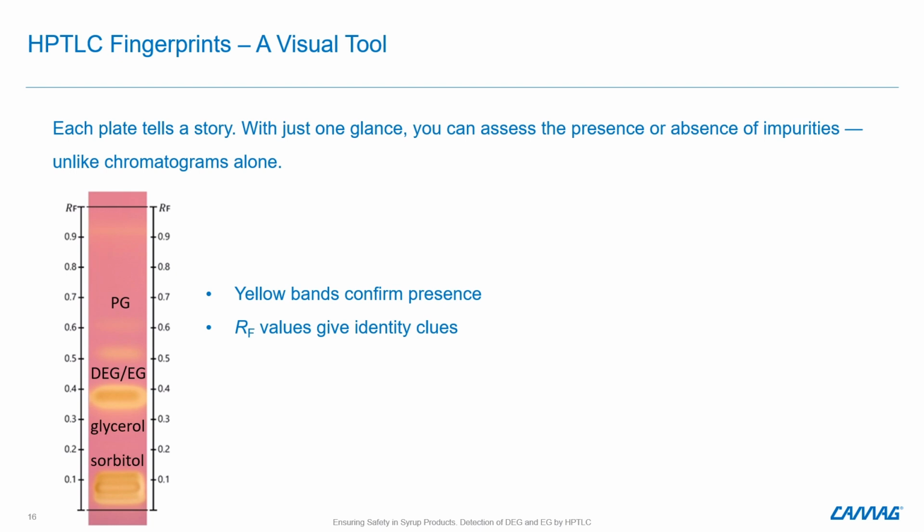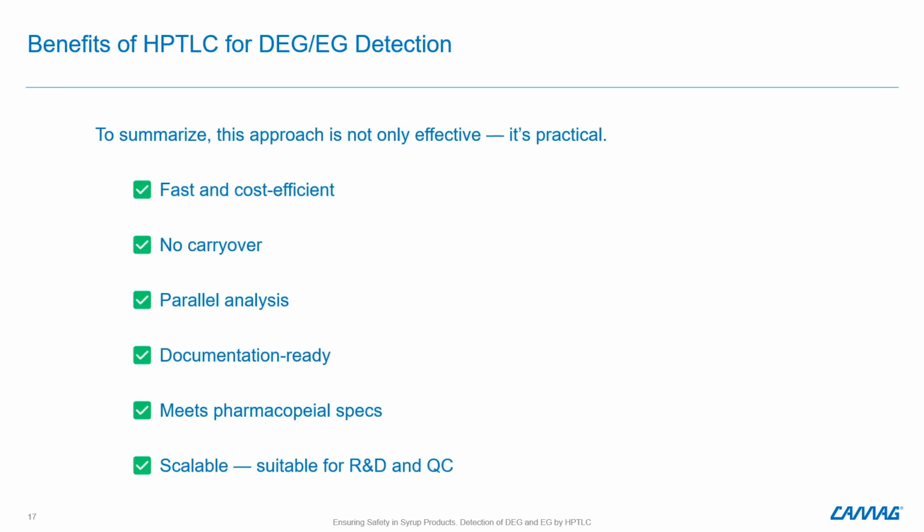Thank you, Sonia. We see now how HPTLC plates are visually powerful and how each plate tells a story. Yellow zone together with the RF value indicate the presence of DEG and EG, while intensity indicates the quantity. In one glance, we assess both presence and compliance. To summarize, this approach is not only effective, it is a practical solution. It is fast and cost efficient, there is no carryover, you have a parallel analysis fully documented, it is pharmacopoeia compliance, and it's great for quality control or research and development.